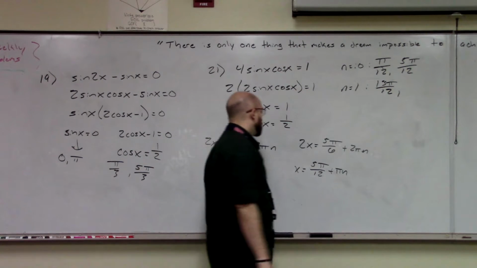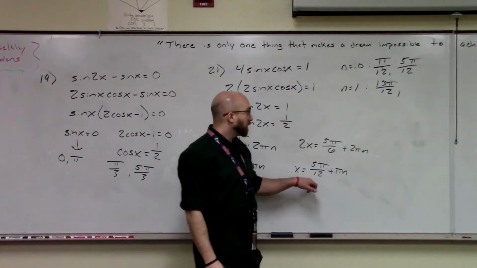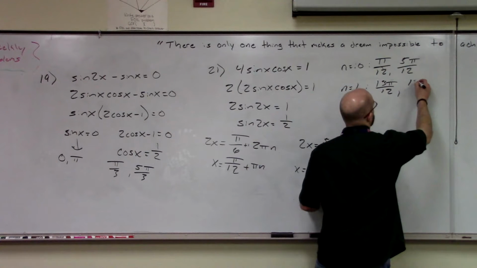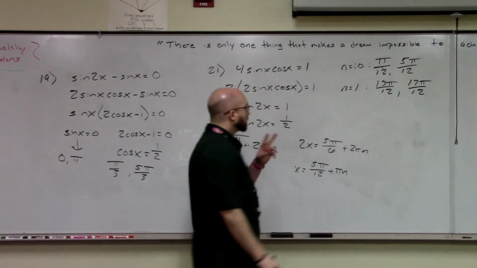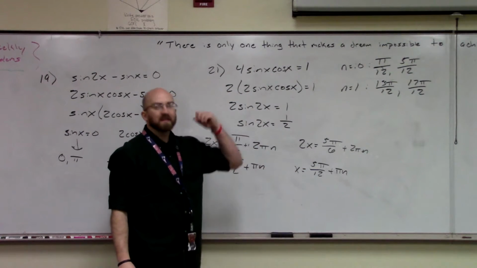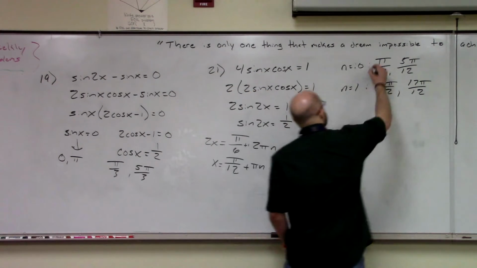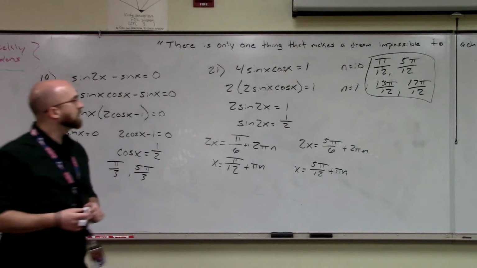Still less than 2 pi. Add n equals 1 there, so we get 5 pi over 12 plus pi, which is just 17 pi over 12. Still less than 2 pi. When n equals 2, this turns into 2 pi, and that turns into 2 pi. Automatically, it's bigger than 2 pi. So here's our answers right there. Okay, it's kind of a complicated one.